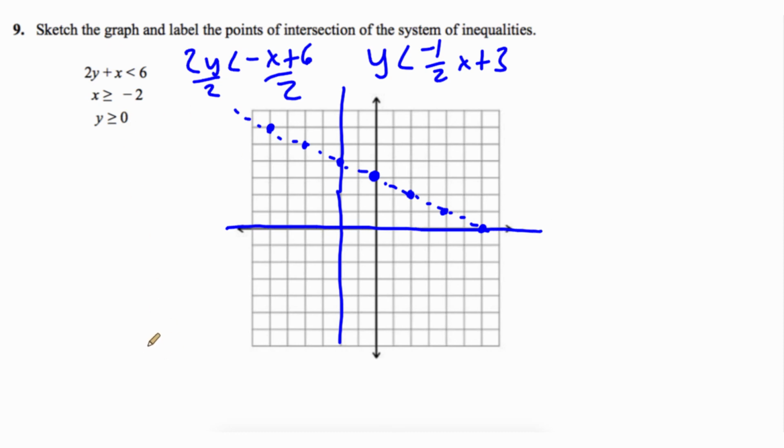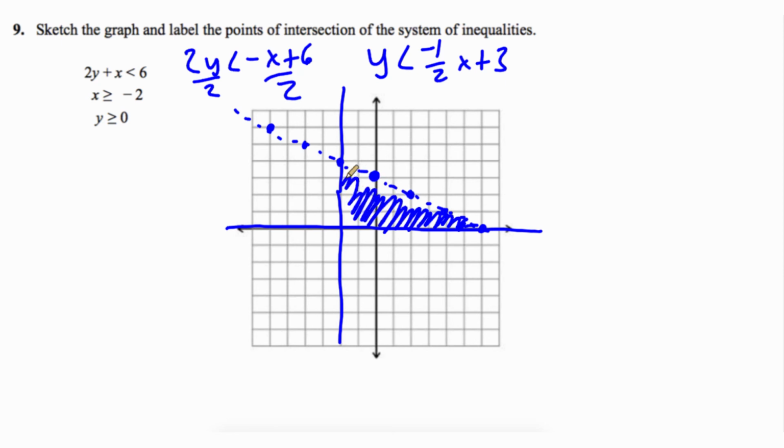portion. Now as we're looking at figuring out where we want to shade, we could plug in a test value. So for this first one, our line does not go through 0, 0, so we can plug 0 in for our x and y. So this would say 0 is less than 3. So this is true. So underneath this dotted line, we want to shade towards 0. So as we're looking at shading this, we're going to be below this dotted line. So we're going to fill in this triangular portion.